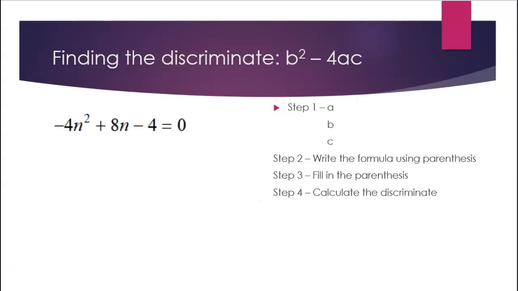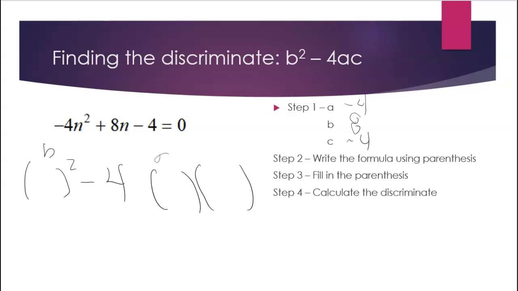Let's try it. A is negative 4, B is positive 8, C is negative 4. A, B, and C. Now we're going to write the formula using parentheses. B squared minus 4ac. And then we're going to fill in the parentheses. B is 8. A is negative 4. C is negative 4. 8 squared is 64.